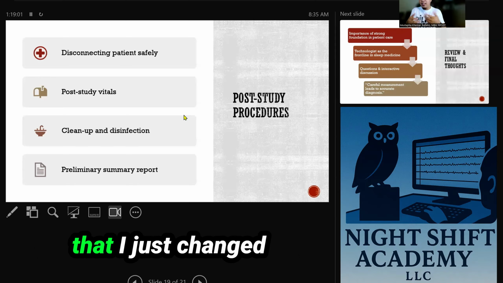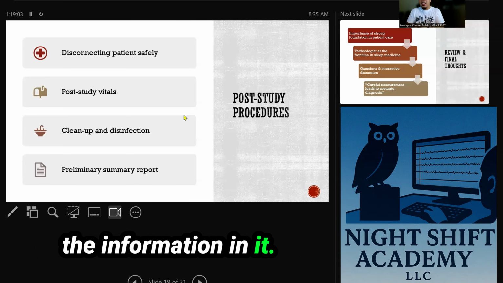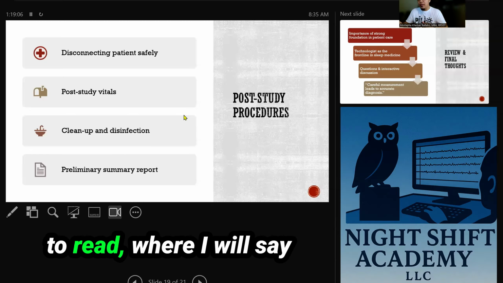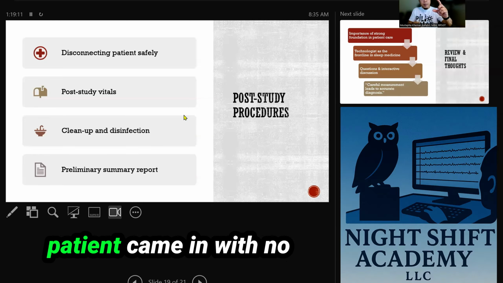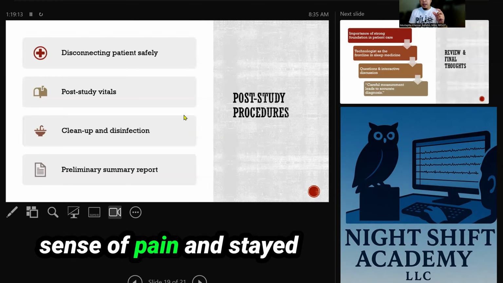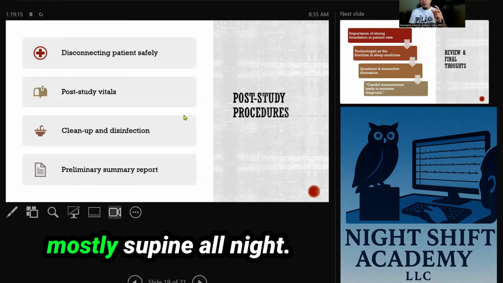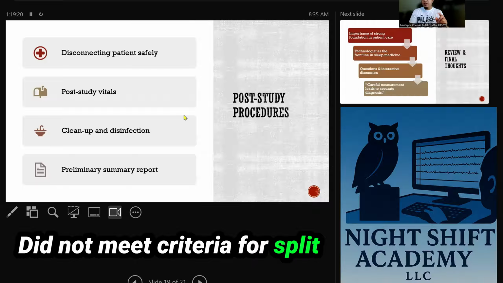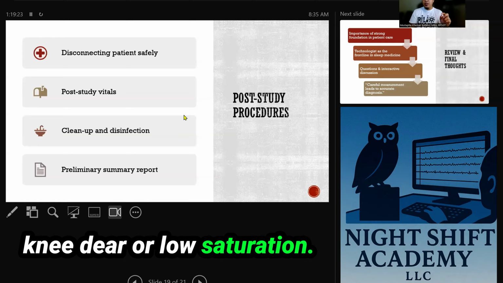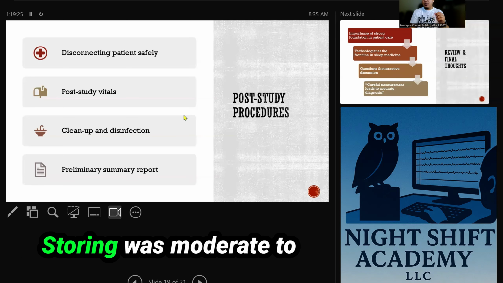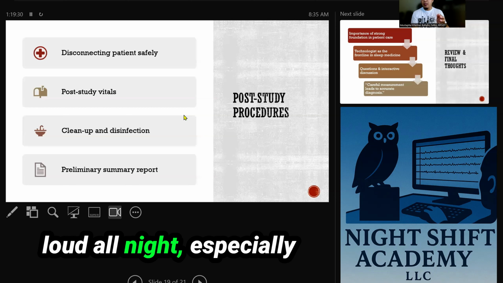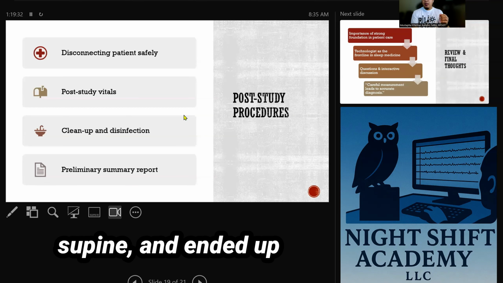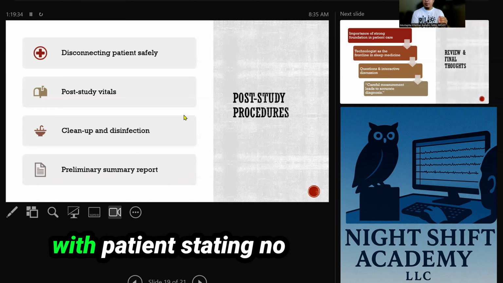I have a template already, then I just change the information in it. I write a story for the doctor to read where I will say, patient came in with no signs of pain and stayed mostly supine all night, did not meet criteria for split, nadir or lowest saturation noted at 85%, snoring was moderate to loud all night, especially supine, and ended up with patient stating no complaints in the morning.